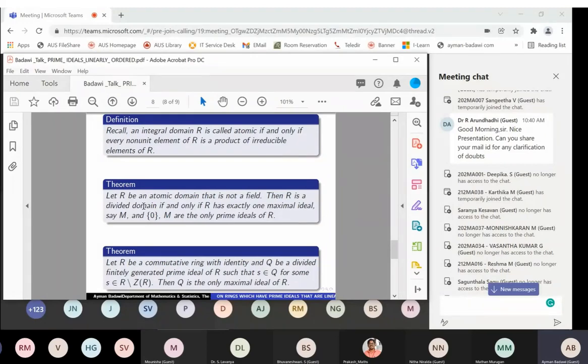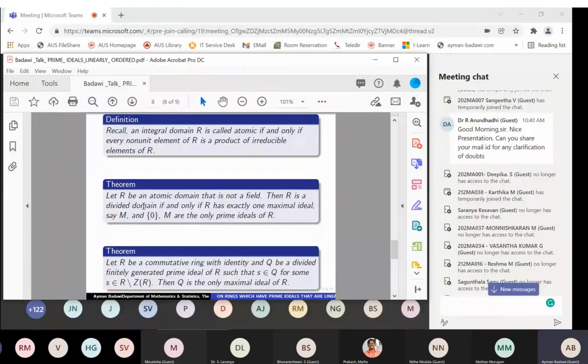Okay, so here's a result. If you have an atomic domain R that is not a field, then R is a divided domain if and only if R has exactly one maximal ideal, call it M, and there is no other prime ideal between 0 and M. In other words, if and only if R has exactly one maximal ideal and the Krull dimension is 1.